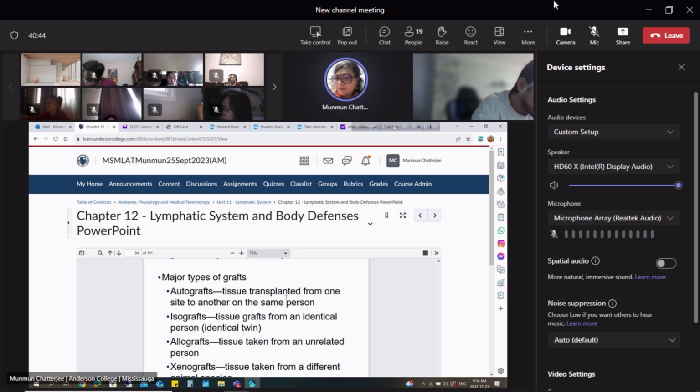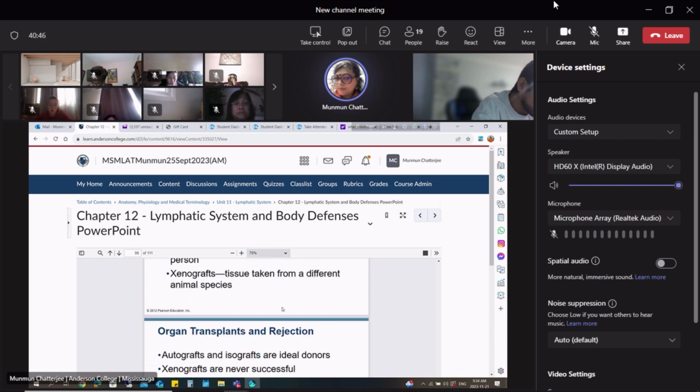And the last one is the xenograft, when a tissue is taken from a different animal species. Sometimes it is taken from the chimpanzee or monkey or pig, any animal species which is very close to human beings.